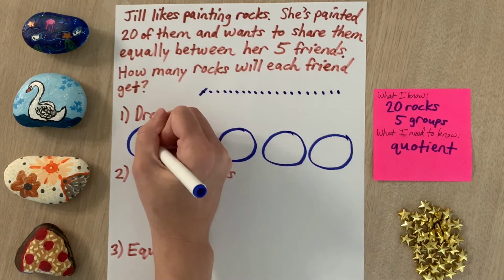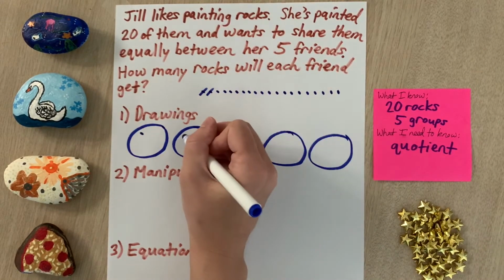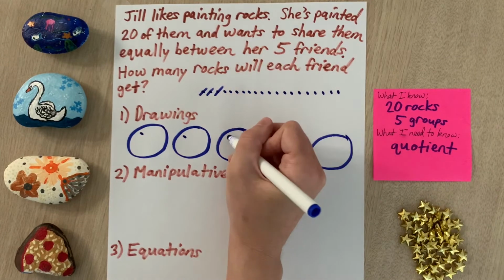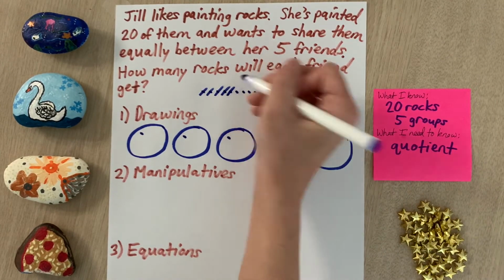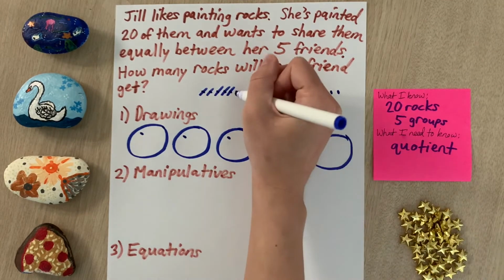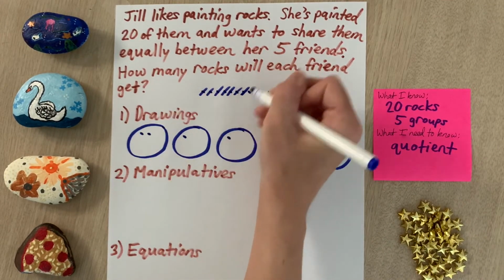So I'll cross off a rock and put it in our first group, cross off a rock and put it in our second group, cross off a rock and put it in our third group, cross off a rock and put it in our fourth group, cross off a rock and put it in our fifth group, and so on and on. So you can do this as well.